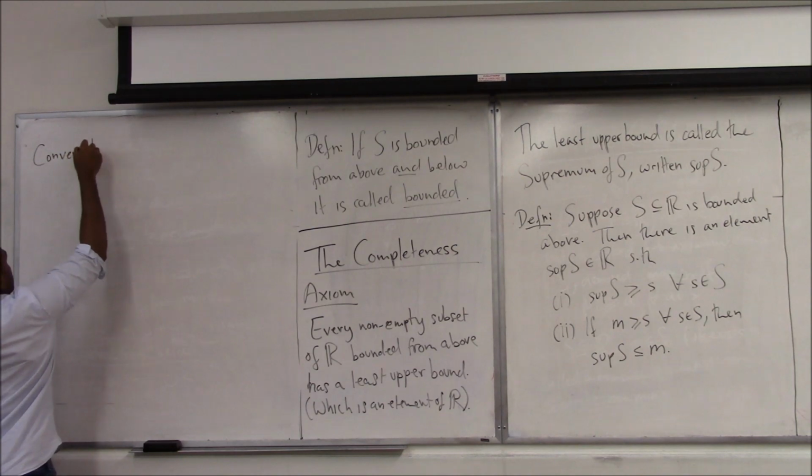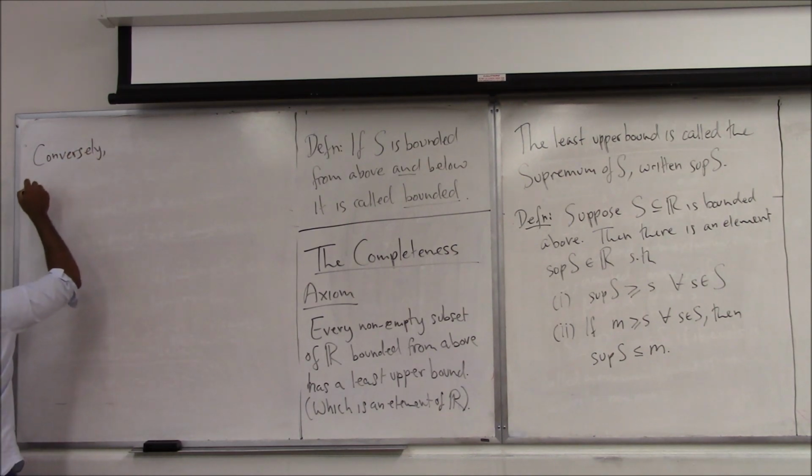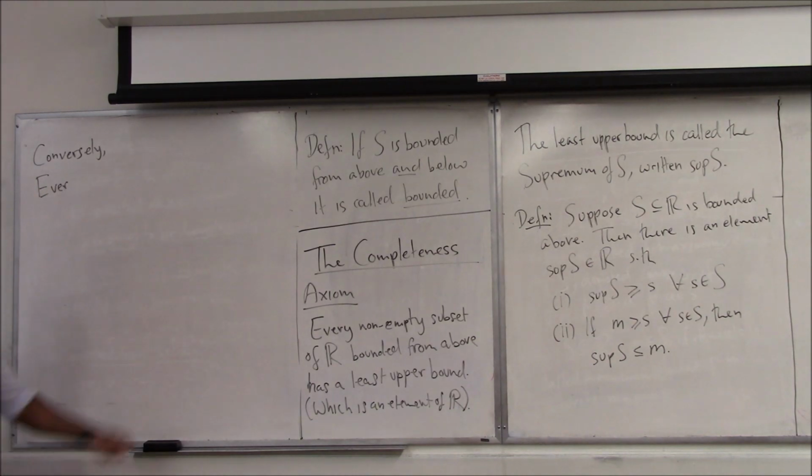Conversely, so this is not the axiom. The axiom is just stated in terms of upper bounds, but you can actually prove it's true for lower bounds using a very similar trick that we've shown. We've actually done it in homework where you just took the negative of everyone, showed that that had an upper bound, but it ended up being the lower bound of the original set.